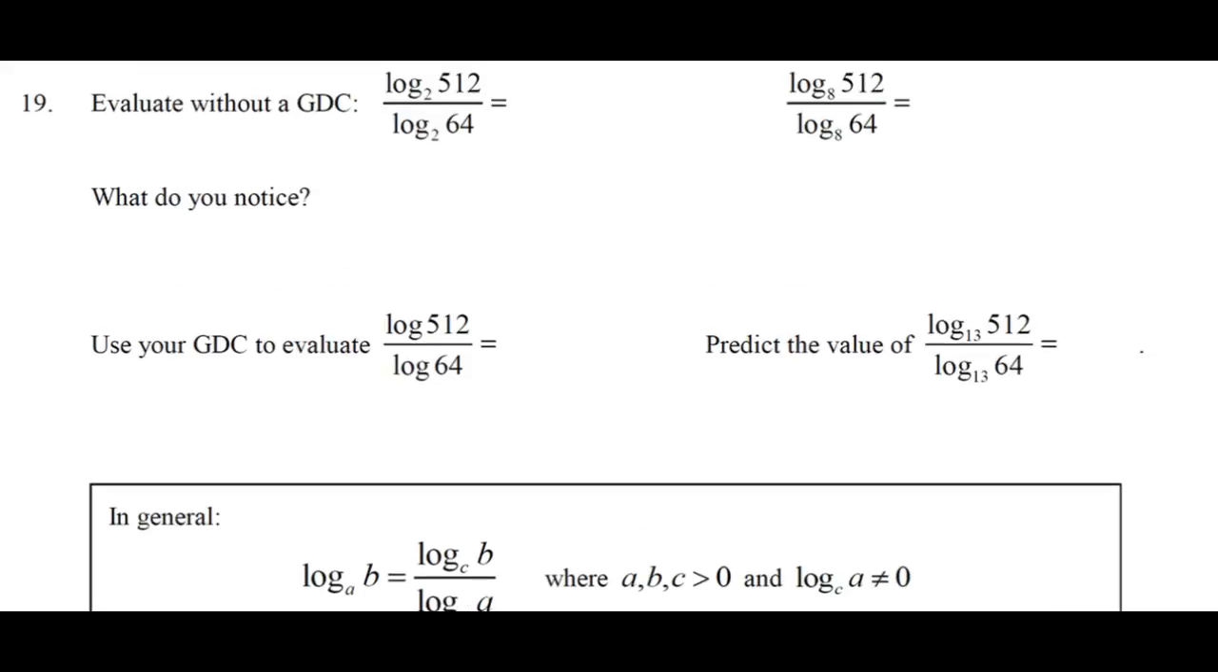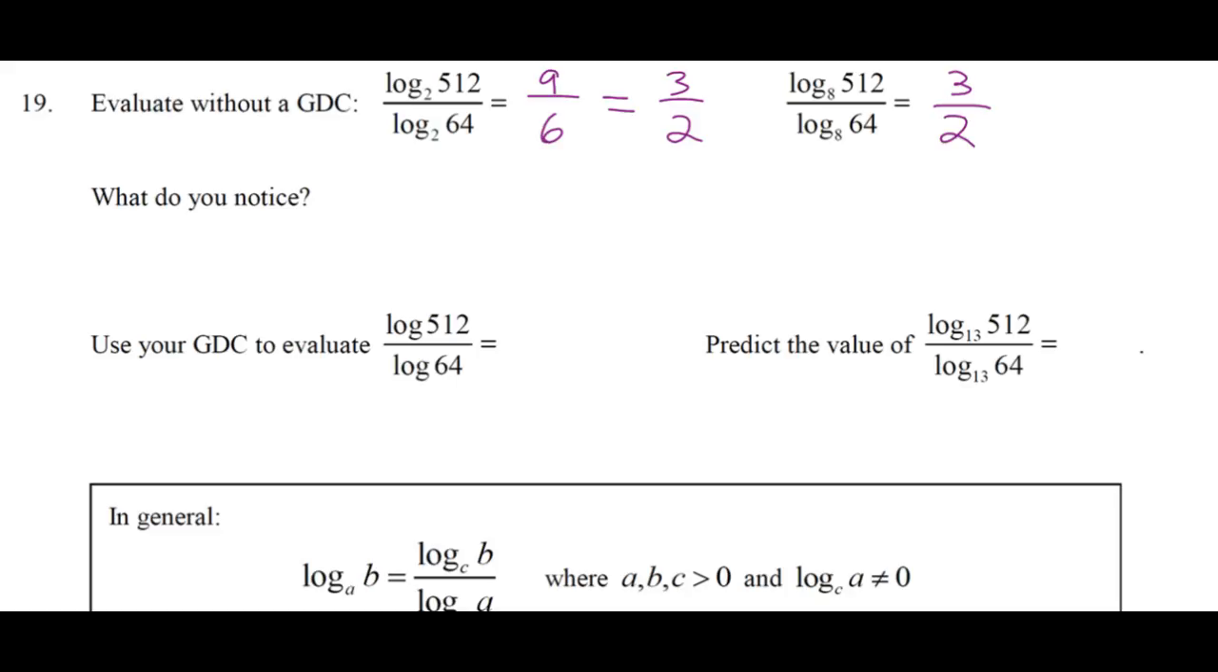Okay, evaluate without using a graphing calculator. So 2 to the what gives me 512? 2, 4, 8, 16, 32, 64, 128, 256, 512. Okay, 9. 2 to the what gives me 64? 2, 4, 8, 16, 32, 64. What's 9 over 6? 3 halves. Okay. Log base 8 of 512. 8 to the what gives me 512? 8 to the what gives me 64? 2. That one I expect you to know.